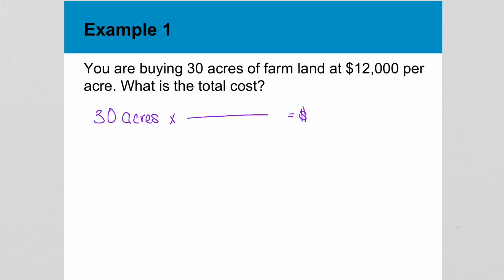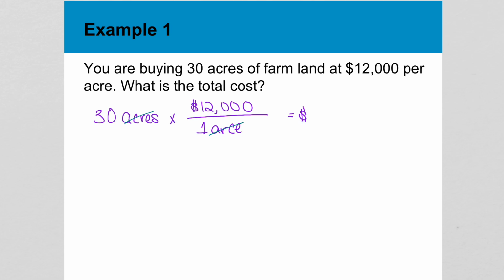$12,000 and 1 acre. The next thing to consider is what goes on top and what goes on the bottom, the $12,000 or 1 acre. Well, if you look here, this acres, I'll say, is on the top because you could put a 1 under it, right? So your 1 acre needs to go on the bottom and the $12,000 on top. The reason for that is because you want your acres to cancel out. If you have acres over acres, that cancels out, right?